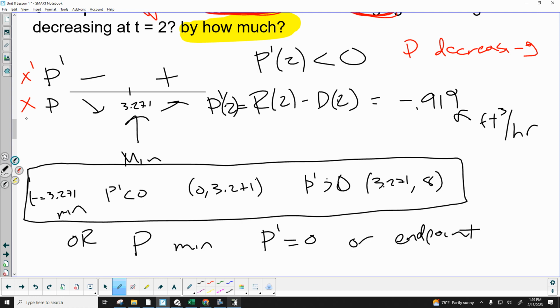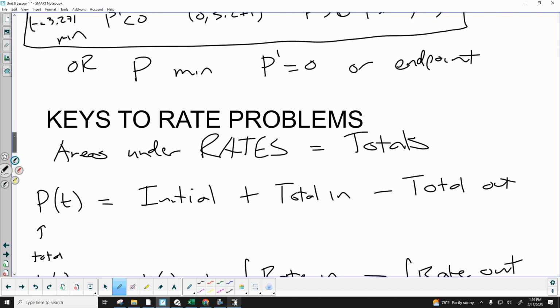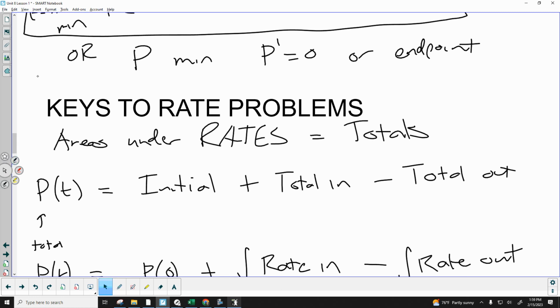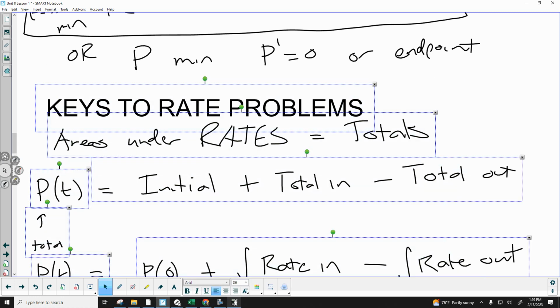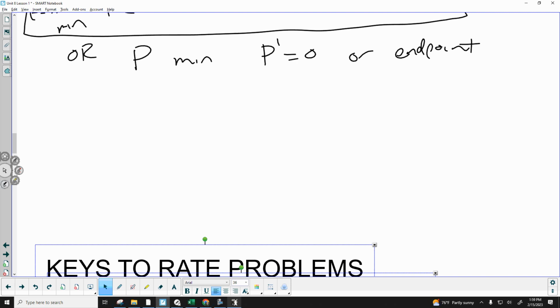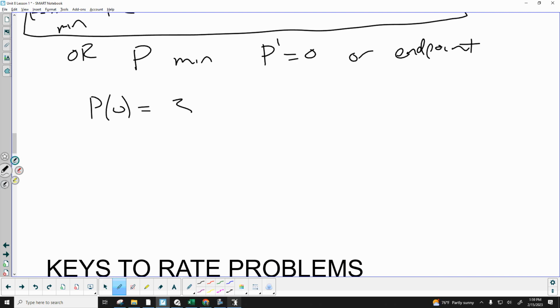Well, now we need to go through and list off our candidates. All right. P of 0, I already know, is 30. We now have P of 3.271. And we also have P of 8, which we found earlier.